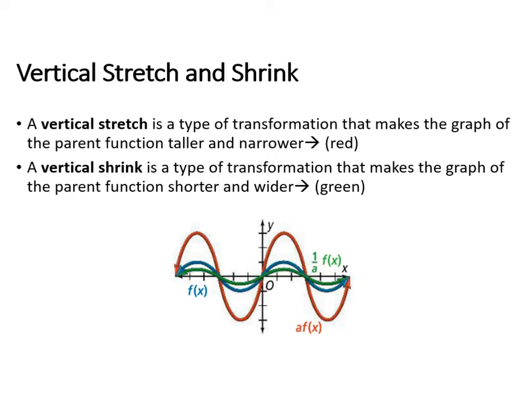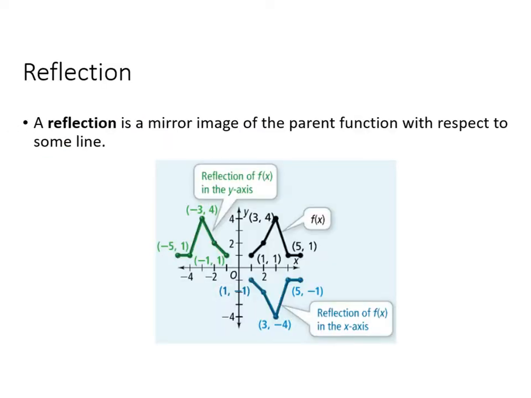In this video, we're going to continue our discussion of absolute value functions. A vertical stretch is a type of transformation that makes the graph of the parent function taller or narrower, as compared to a vertical shrink, which is a type of transformation that makes the graph of the parent function shorter and wider. The next type of transformation we're going to talk about is a reflection. A reflection is a mirror image of the parent function with respect to some line.